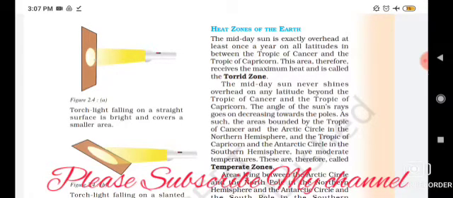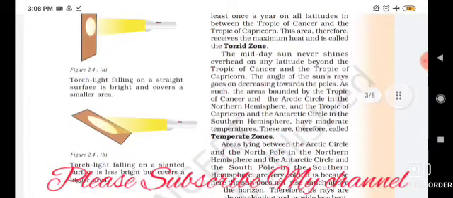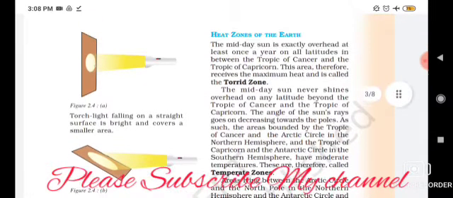For example, take a board and a torch and switch it on. Torchlight falling on a straight surface is bright and covers a smaller area, and if you tilt the torchlight, it covers a bigger area. So between the Tropic of Cancer and the Tropic of Capricorn, sunlight is received at maximum because the midday sun is exactly overhead at least once a year. This region is called the torrid zone.